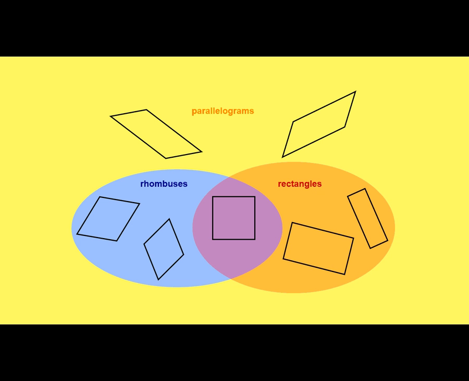Okay, another way to think about it is like this. All of these shapes on the screen are parallelograms. But these over here all have four congruent sides, so those are rhombuses, or rhombi. And over here on the right, these shapes all have right angles. That means those are all rectangles. And the place where they overlap right there in the center, that's a square.